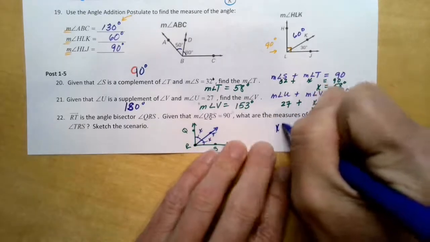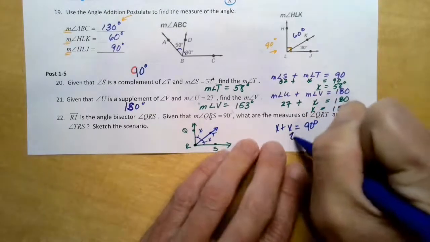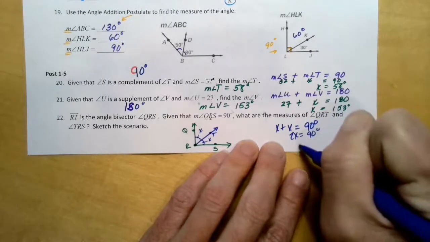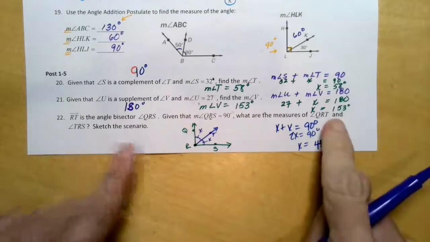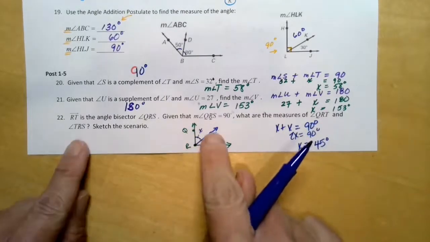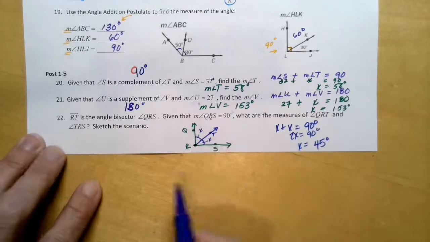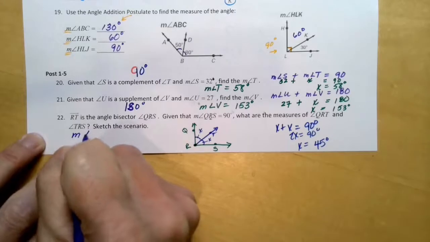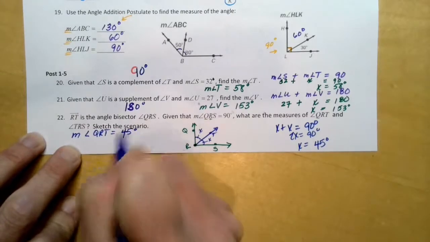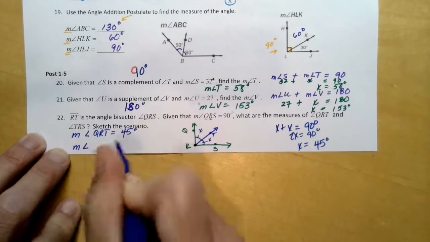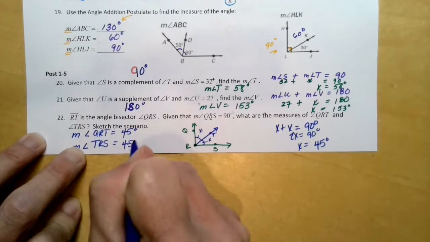So I know that X plus X has to equal 90 degrees. So 2x is equal to 90 degrees, so x is equal to 45 degrees. So what are the measures of QRT and TRS? Both angles measure 45 degrees. So the measure of angle QRT is 45 degrees, and the measure of angle TRS is equal to 45 degrees.